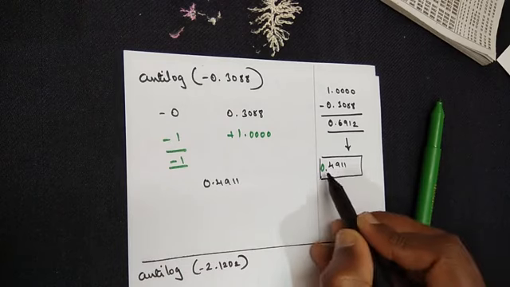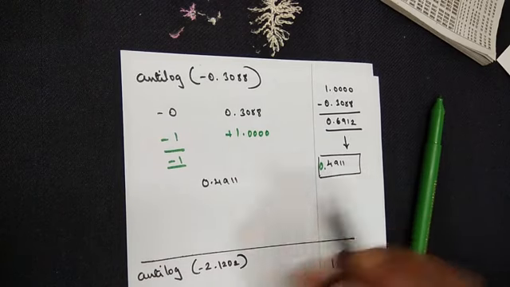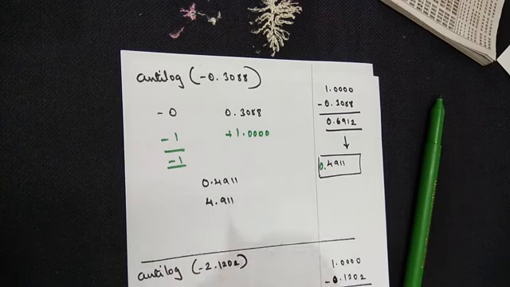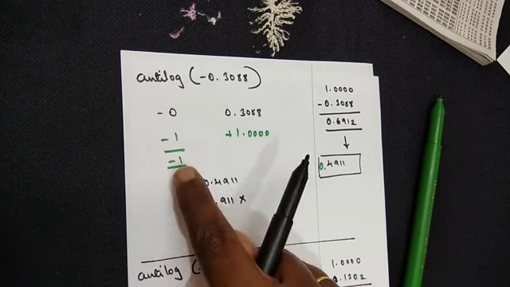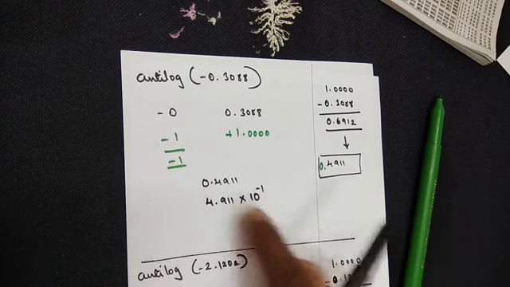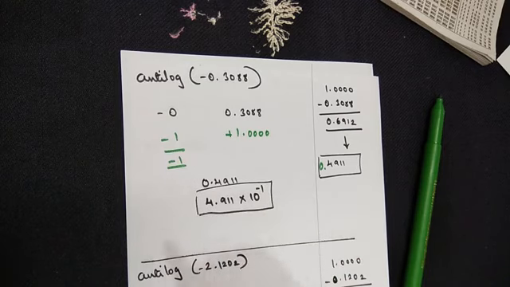Now as I told you, if 0 is there, what can you do? Move one place after the given digit. You can write it as 4.911 into 10 to the power minus 1, since minus 1 is given. So this will be your final answer.